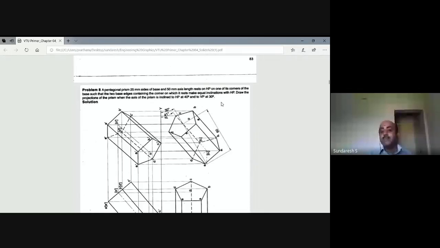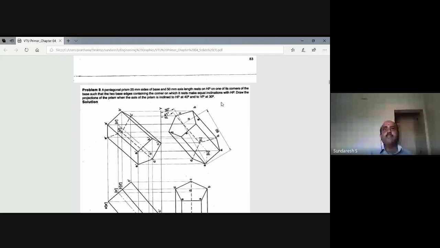But in this case, what we see is the axis is inclined to both HP and VP. So when the axis is inclined to both HP and VP, then the problem will be a candidate for a beta problem. And also you have to look out for whether the word "appears" is there or not. If the word "appears" is not there, then definitely it is a beta angle problem.